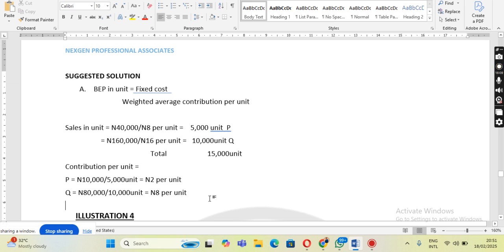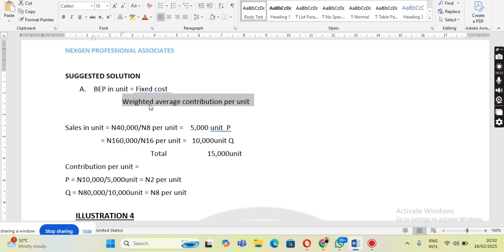Class, are you still with me? Now, what we want to do is to get this weighted average contribution per unit. How do we solve that? The question says BEP in units. The first thing you need to do is get your sales in unit mix. Calculate it out. Get your unit first. Once you get that unit, you will now say, what next is contribution per unit? Because the question says BEP in units.